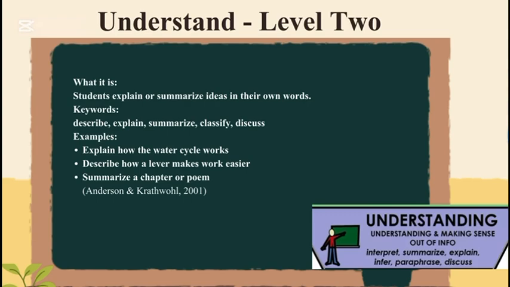Level 2, understand. We then move to level 2. Students work in pairs to explain how each element helps to shape a story. For instance, the key words in level 2 of Bloom's taxonomy are describe, explain, summarize, discuss. Examples: explain how the water cycle works, describe how the lever makes work easier, or summarize a chapter of a poem.